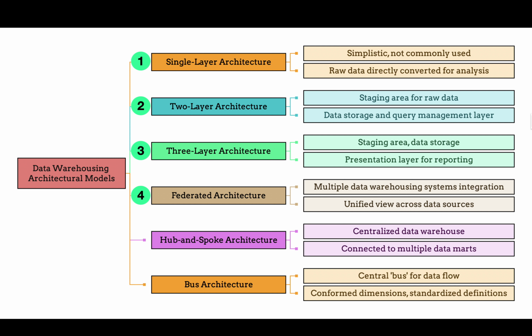4. Federated architecture, involves the integration of multiple, possibly heterogeneous data warehousing systems or data marts. It allows for a unified view across different data sources. 5. Hub and spoke architecture, centralized data warehousing architecture where a central data warehouse is connected to multiple dependent data marts. 6. Bus architecture, involves a central bus through which all data flows across the system, supported by conformed dimensions and standardized data definitions.